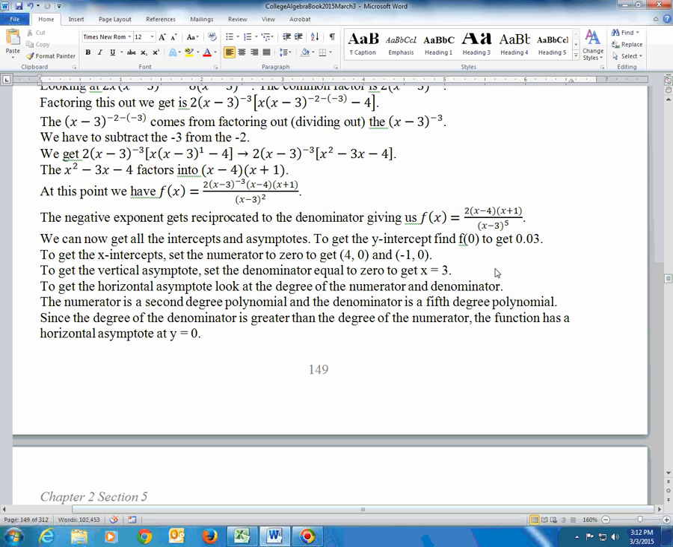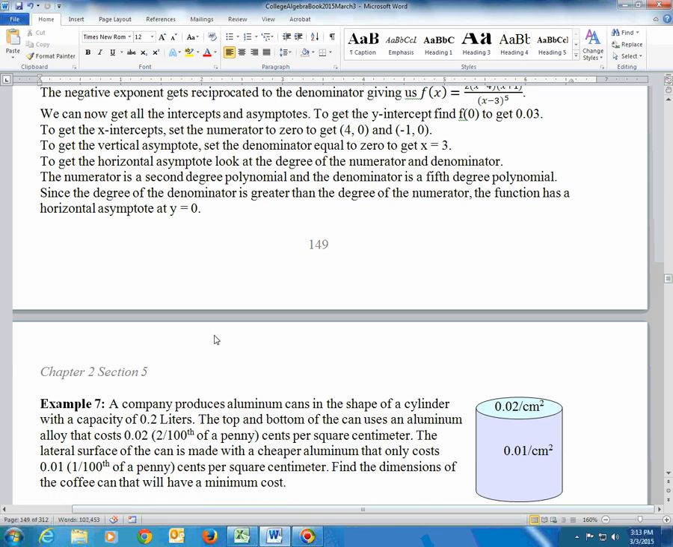For the horizontal asymptote, you look at the powers. The power on the top is second power. When you multiply that together, it would be up to x squared. The bottom is fifth power. So the bottom is bigger, so there's going to be a horizontal asymptote at y equals 0. So that's pretty much all that.